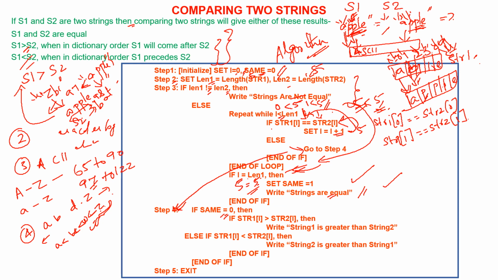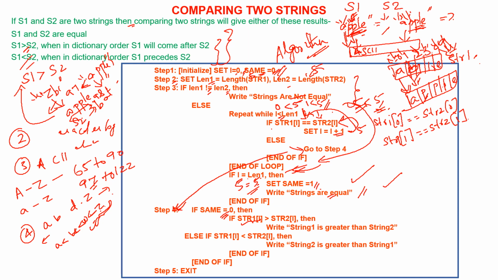If same is still equal to 0, because here you have made it 0, right, and here you have made the change to 1. Obviously if it is not changed to 1, then if same is equal to 0, it checks the first condition, whether string 1 of i is greater than string 2 of i.